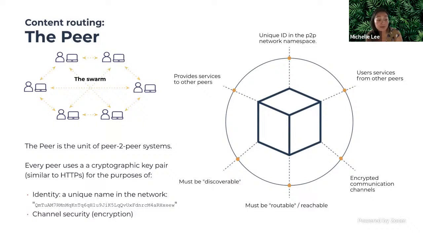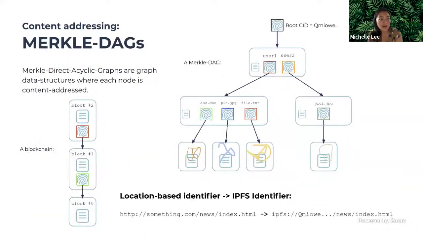It's kind of the atomic unit of a peer-to-peer network. Every peer also has an identity, and this QM... has a long address that's used to identify it in the network. Okay, so we've got our network of peers. Once they connect to each other, what content do they have? How do they know what content any other peer holds?